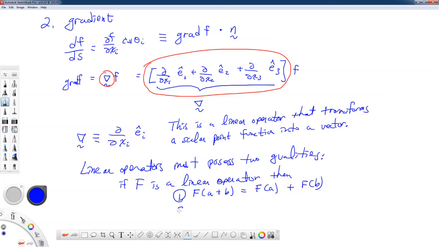And then if we had a multiplier times whatever it's acting on, then a linear operator would be the same as if we factored out that multiplier and evaluated that operator on a, and we would end up with the same result.